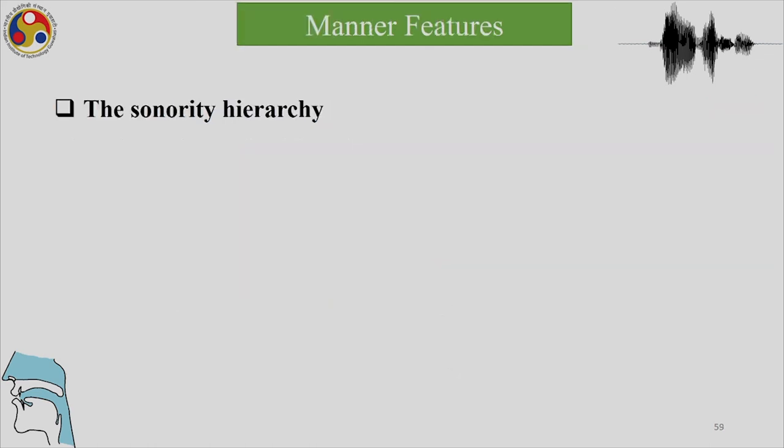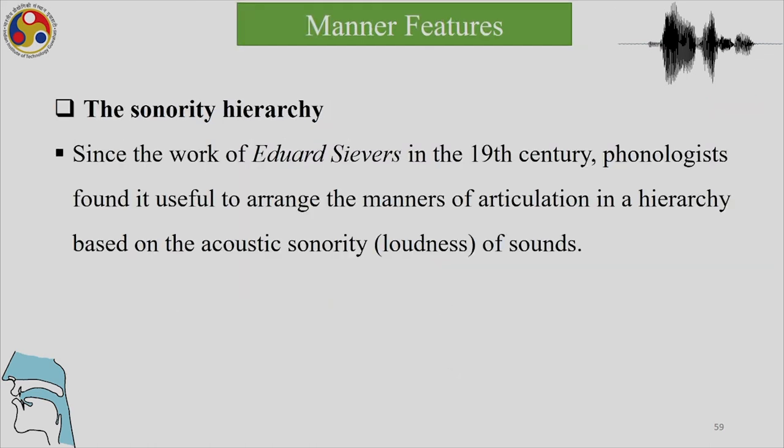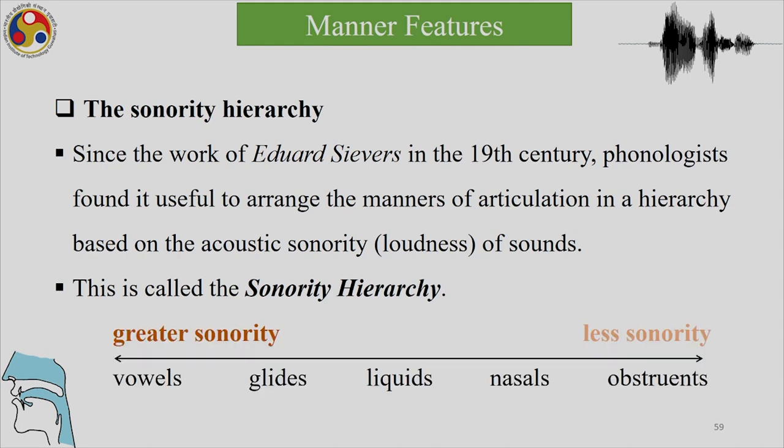The sonority hierarchy, which we have seen in the previous lecture also. Since the work of Edward Sievers in the 19th century, phonologists found it useful to arrange the manners of articulation in a hierarchy based on the acoustic loudness of sounds, and this is called the sonority hierarchy. So greater sonority and less sonority.